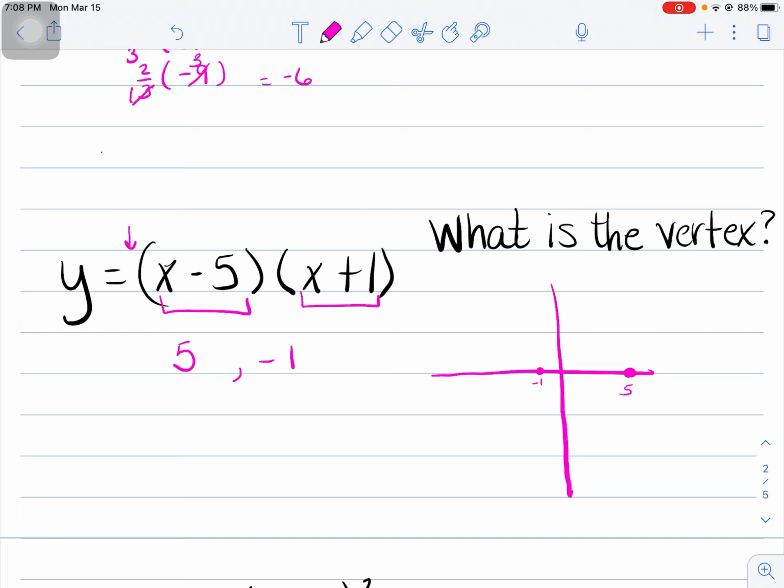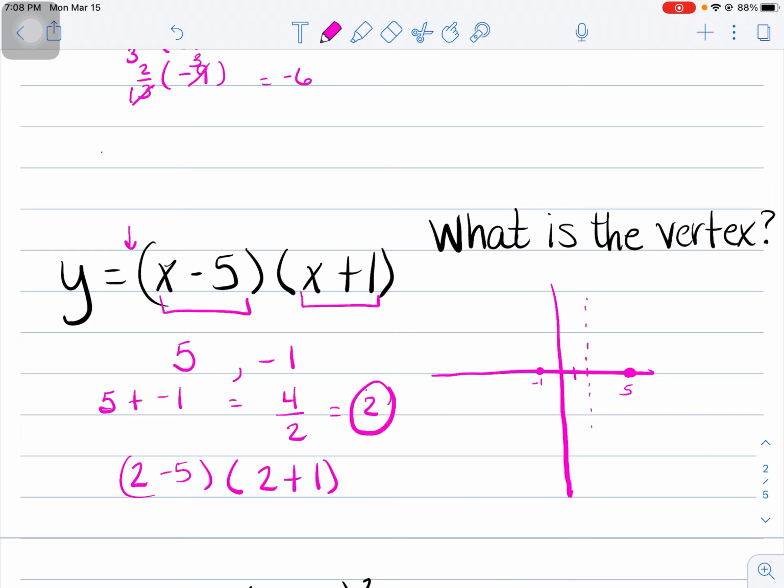So I can think about halfway in between, because these are mirrored points, halfway in between these two is going to be my vertex and my AOS. So I would do 5 plus -1, which gives me a 4 divided by 2, which is 2. So I know that my AOS is at 2. And now to find out what my y value would be at my vertex, I plug 2 in for my x. So 2 minus 5 and 2 plus 1. Well, this is a -3 and this is a 3. I would get -9. So my vertex would be 2, -9.